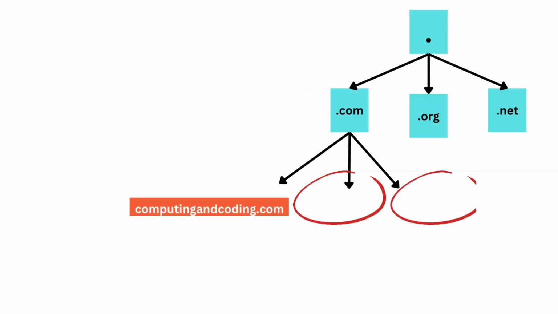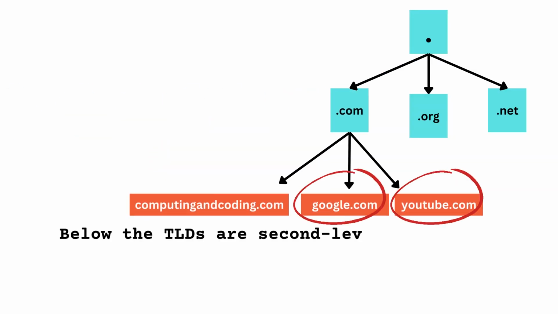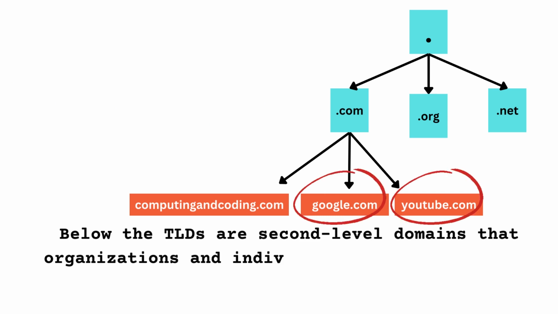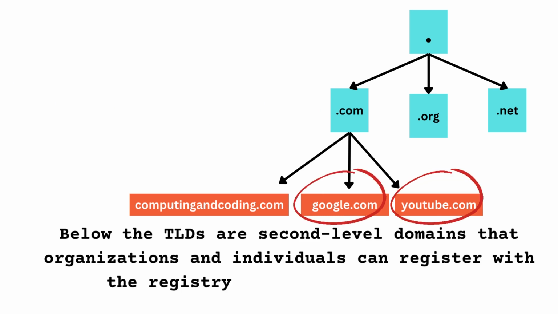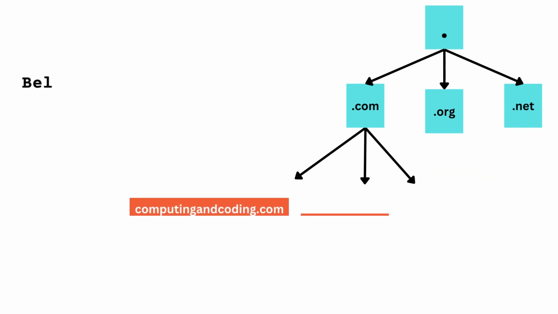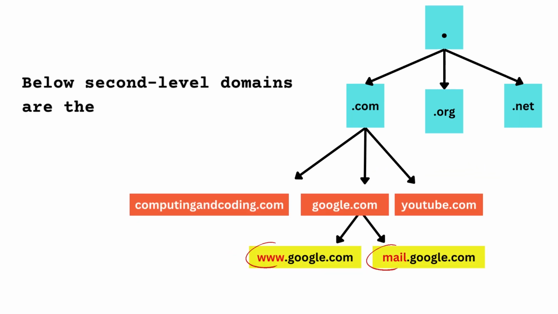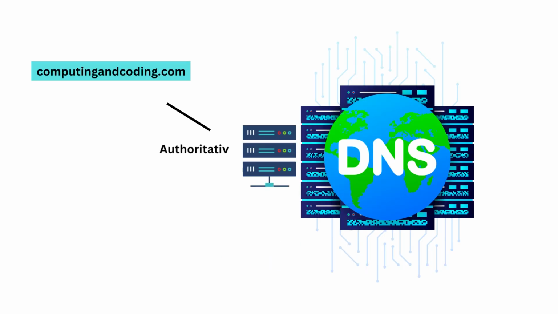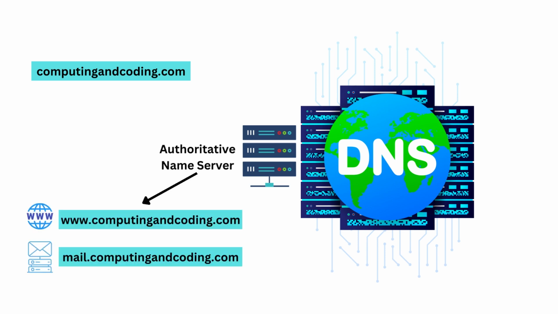Below the TLDs are second-level domains that organizations and individuals can register. Each TLD has its own registry to register the individual domains. Below the second-level domains are the third-level domains. Each domain has its own domain name server, called the authoritative name server for that domain. This authoritative name server is responsible for name resolution for a particular domain.